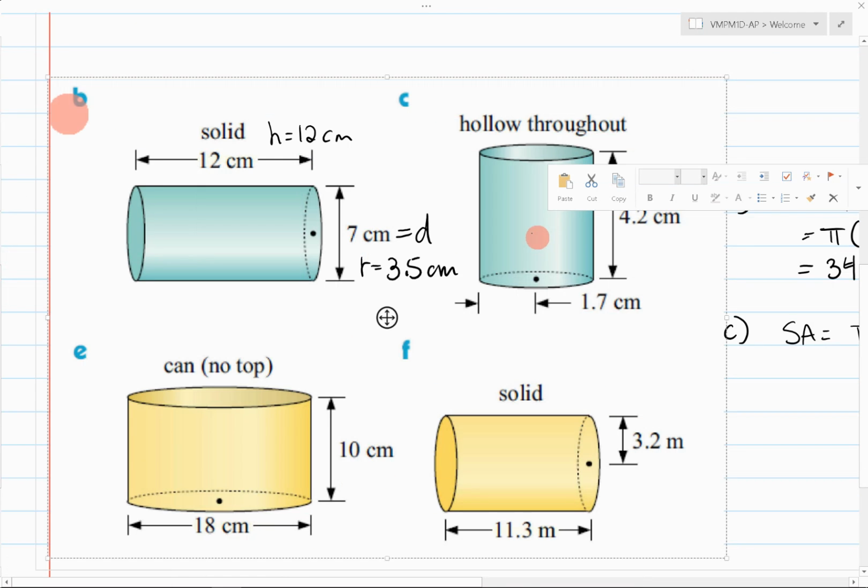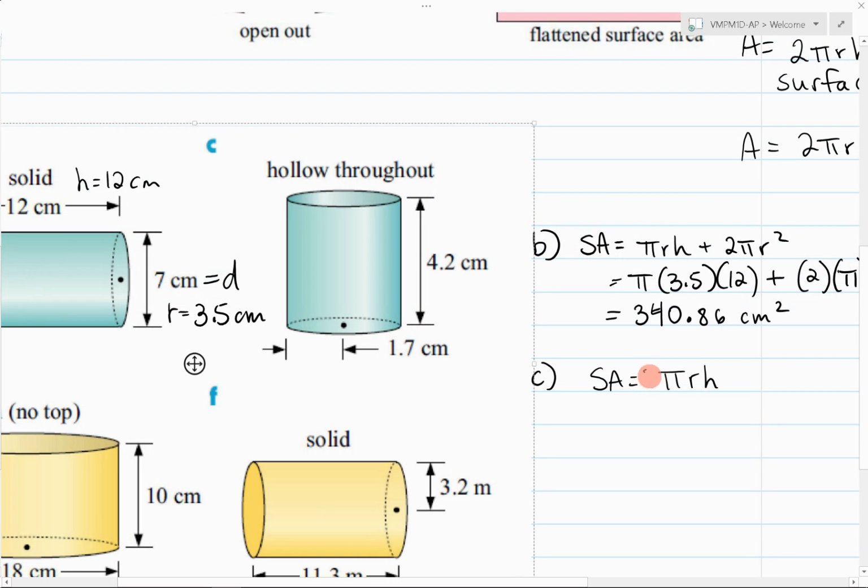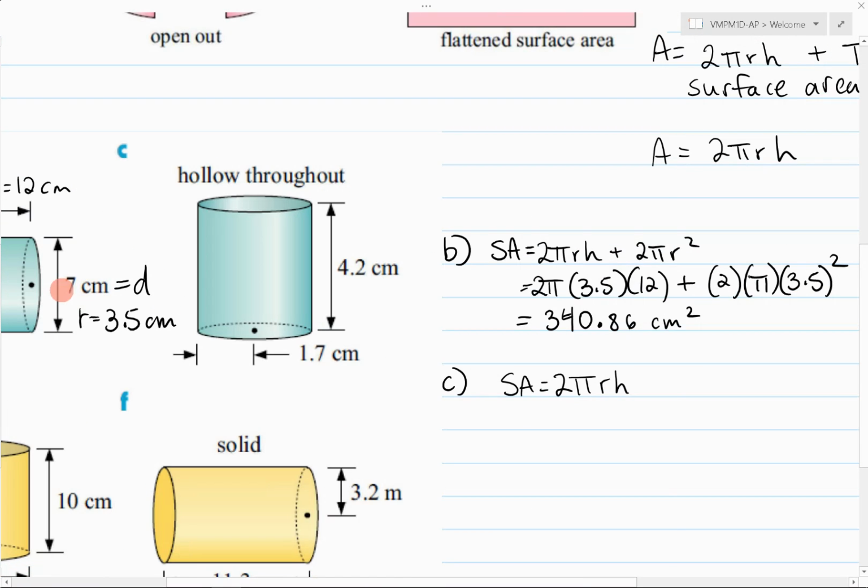I'm sorry, I forgot to put a 2 in front of the first one, so this is 2 pi r h. Regardless, you should still get the same answer in the end. Okay, so here 2 pi r h.